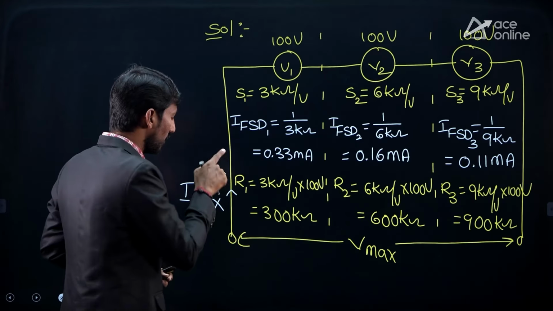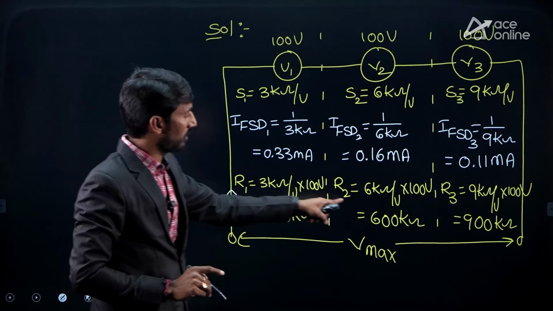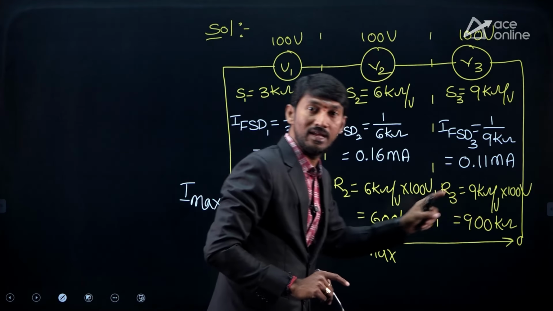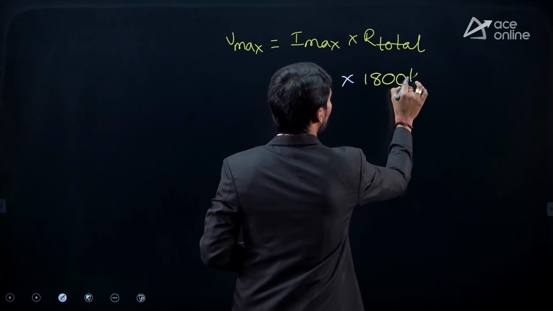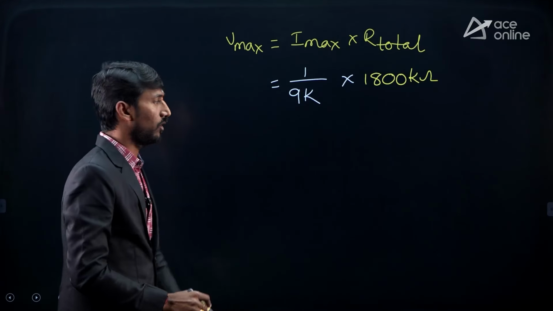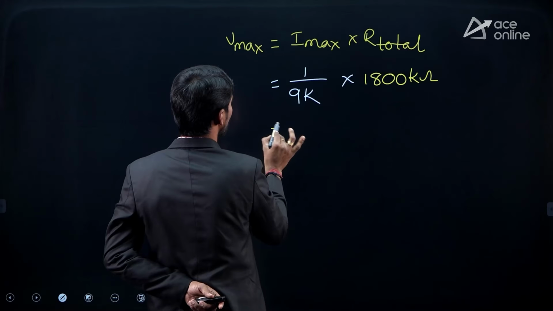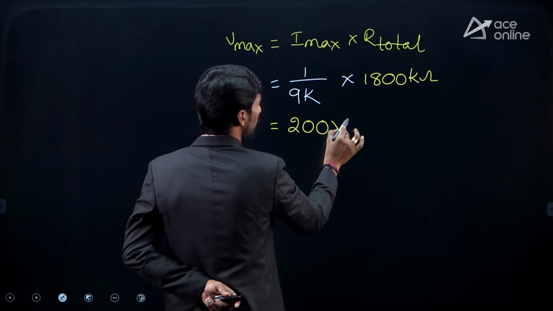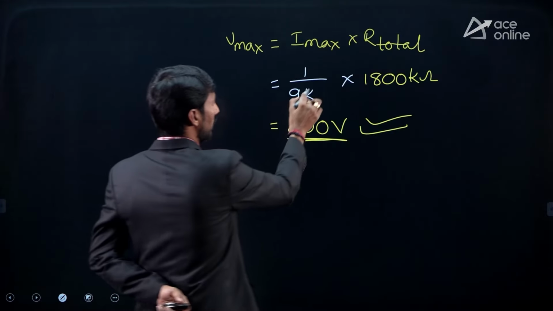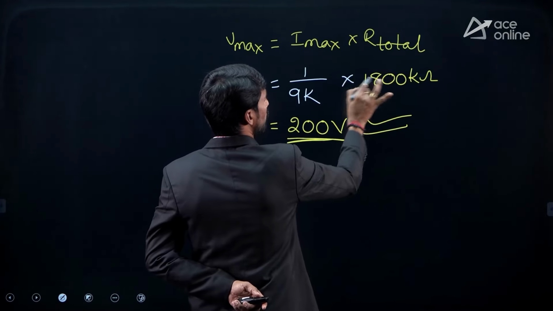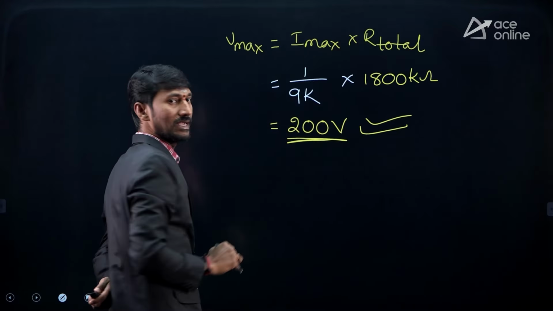Now, what is the total value of resistance? 300 plus 600, 900, plus 900, 1800 kilo ohm. So therefore, kilo will be cancelled, 9 2s. Simply 200 volt. This is the maximum value, right? Kilo will be cancelled, 9 2s are 1800. So automatically, 200 volt is the maximum value measurable.